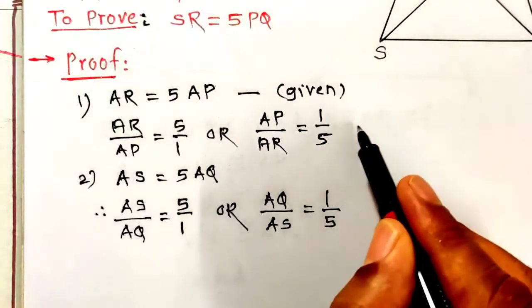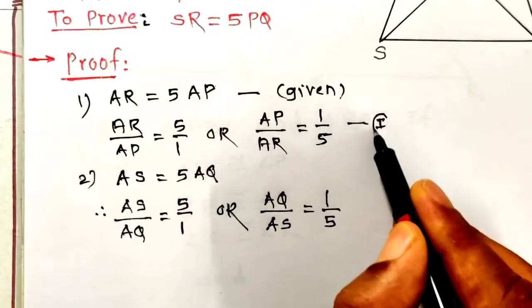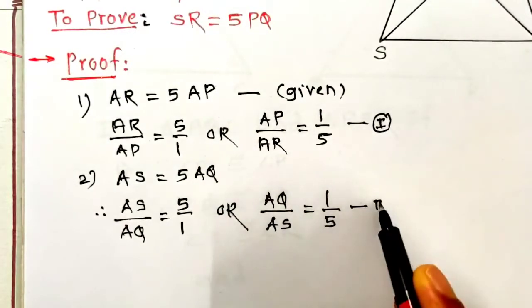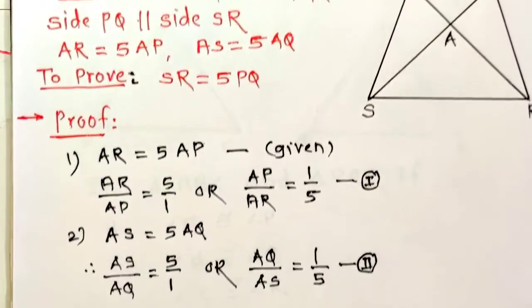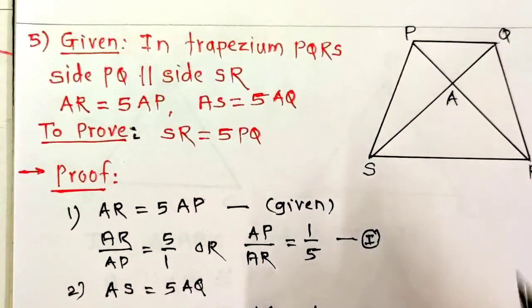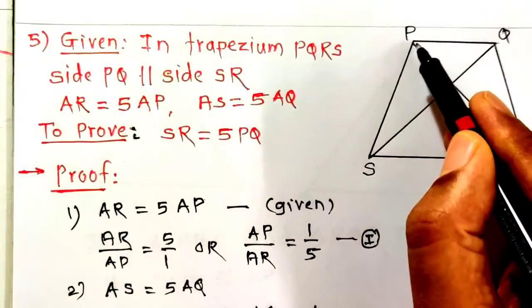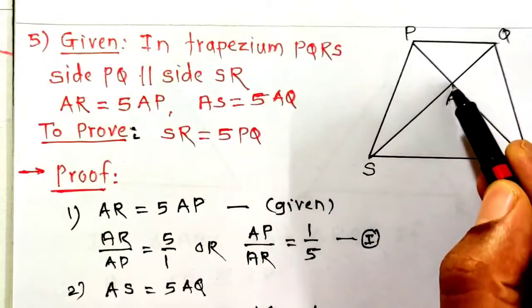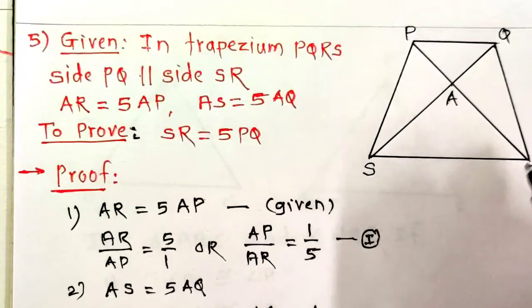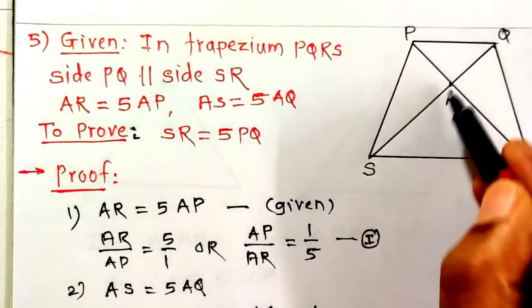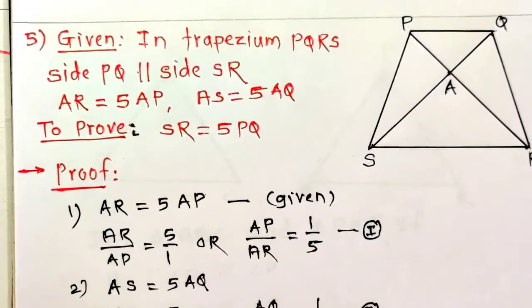So this is our statement number 1 and this is our statement number 2. Now third step, if we observe two triangles, first one triangle PAQ, this is one of the triangles, and triangle RAS.